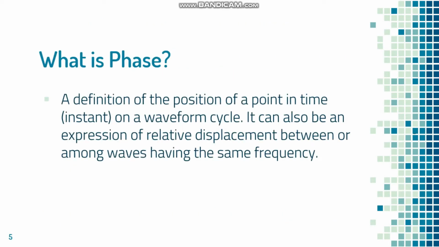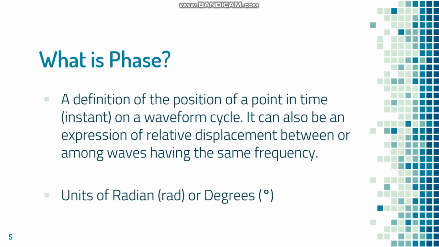Next is ano ba yung phase? Phase is the definition of the position of a point in time on a waveform cycle. It can also be an expression of relative displacement between or among waves having the same frequency. So, kunyari, sa isang AC signal, nag-select tayo ng isang point dun sa waveform na yun, ayun yung phase. Tapos, it's commonly sa degrees, and dun pumapasok yung lagging, leading, diba? Dun sa circuits 2. It has the unit of radian or degrees, as I've said.